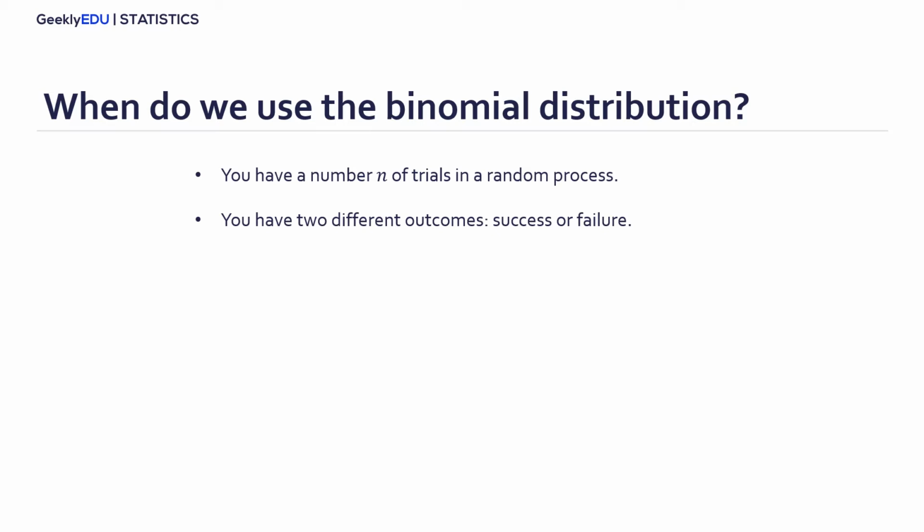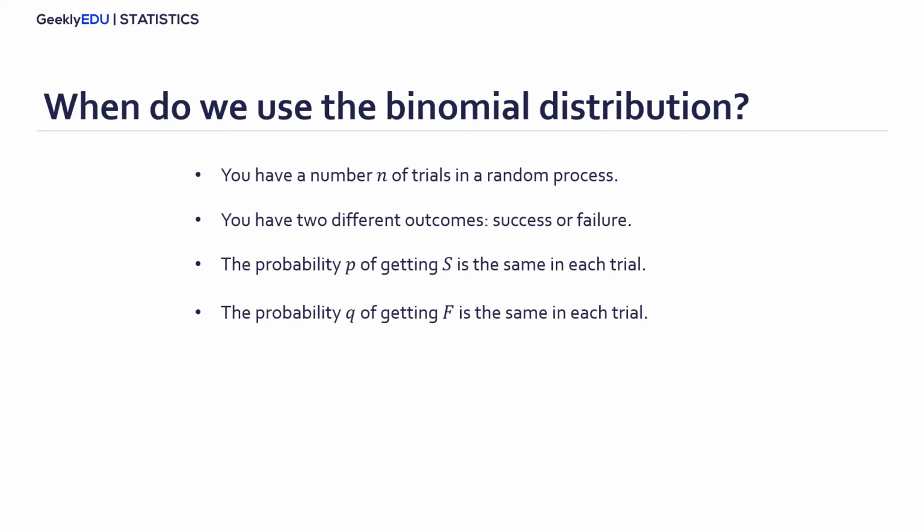In this kind of distribution, the probability of getting success or failure is the same in each trial. It remains constant. The probability of success is denoted with p, and the probability of failure is 1 minus p, denoted with q. You can also see that the addition of probabilities of success or failure is equal to 1.